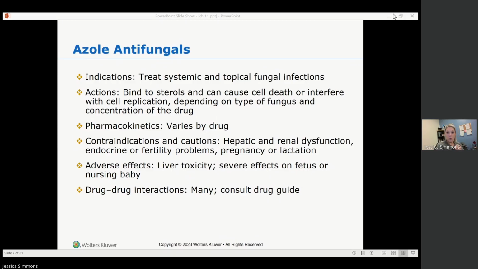Dantrolene is the drug of choice for malignant hyperthermia. You haven't learned about that yet. You will. It is a reaction to surgical anesthesia, and the key drug for that is dantrolene.